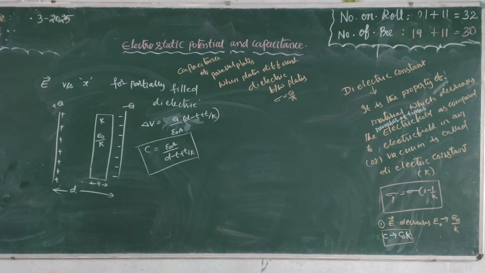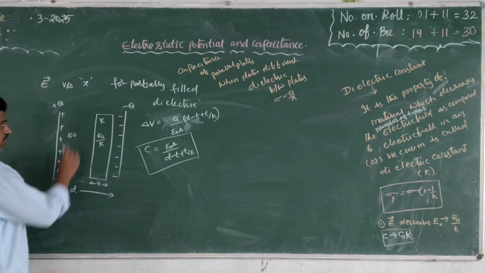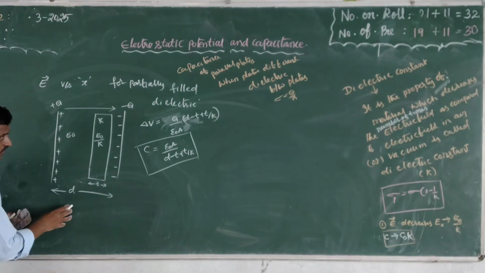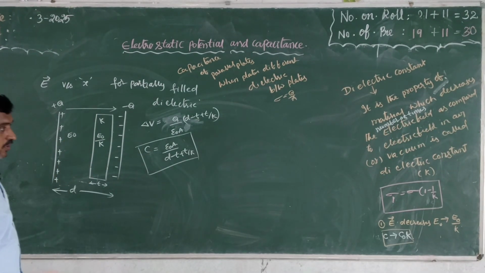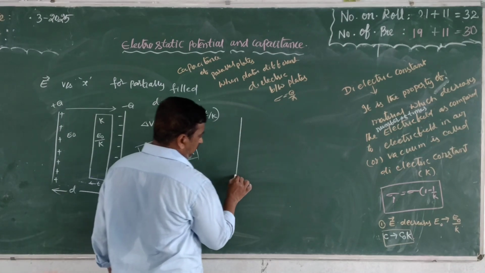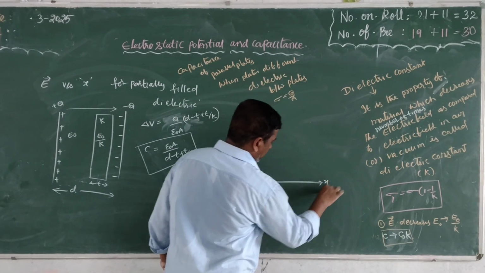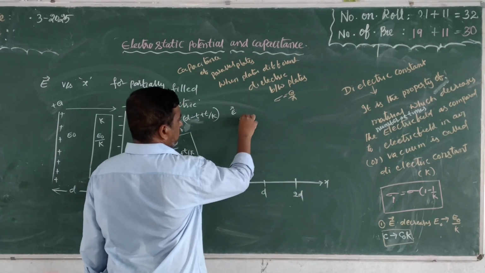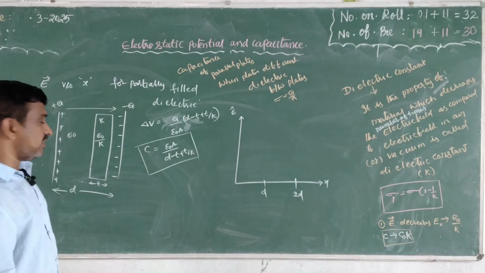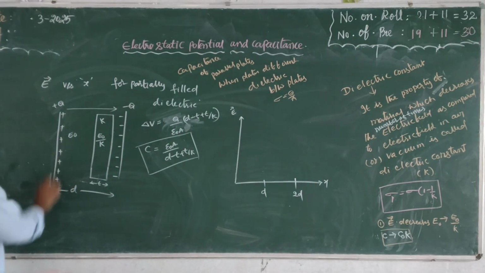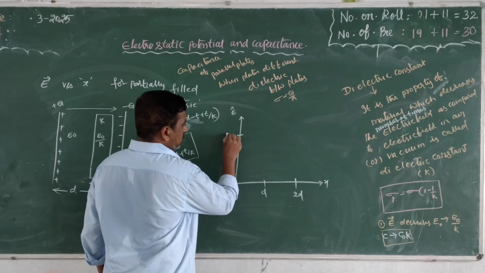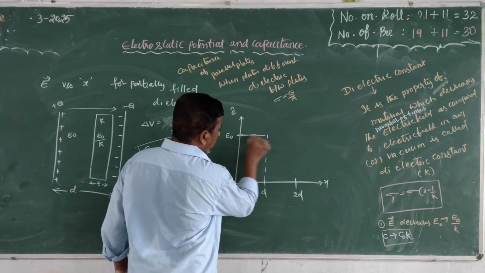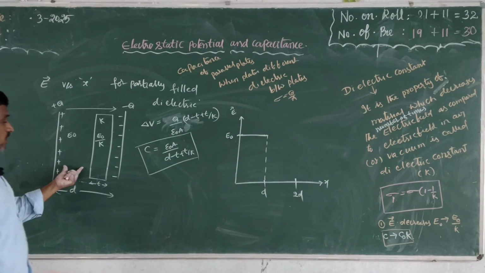Here the electric field is E naught, the maximum. The electric field goes from positive to negative. In the dielectric, the electric field is E naught by K. We want to draw the graph between electric field and X. I write X, here D, here 2D. On the y axis is the electric field, on the x axis the distance. Here the electric field is E naught, the maximum, up to distance D. It is the electric field for the air medium.